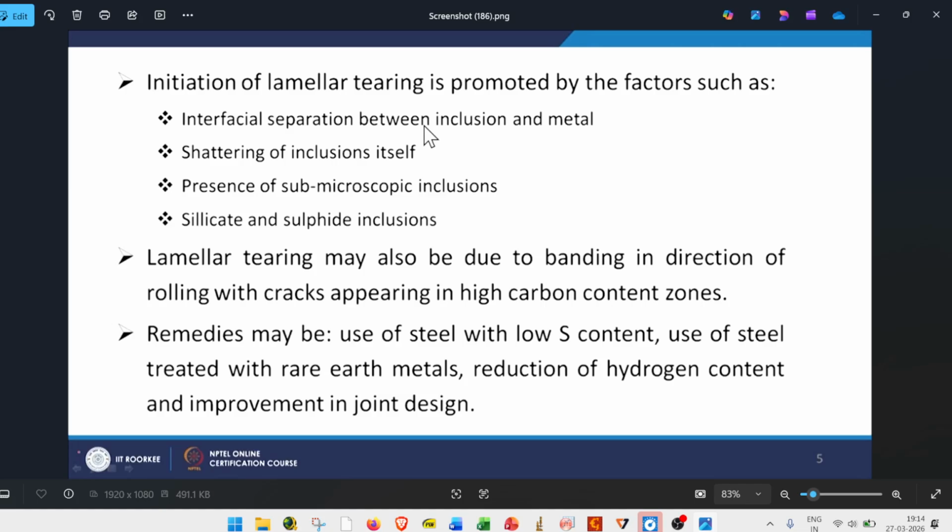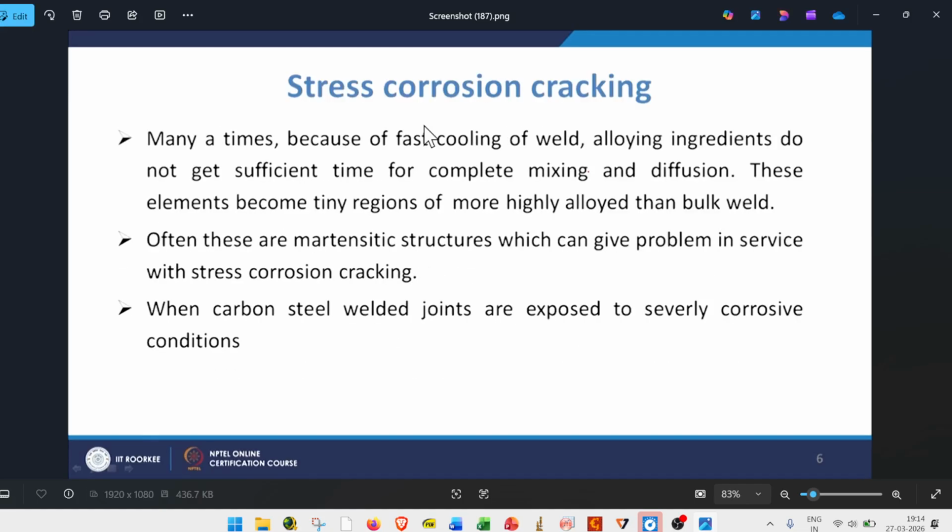Okay, remedies might be use of steel with low sulfur content, use of steel treated with rare earth metals, reducing the hydrogen content, and improving the weld joint design. These are the methods we can use to control this kind of laminar tearing. Okay. Next is the stress corrosion cracking.